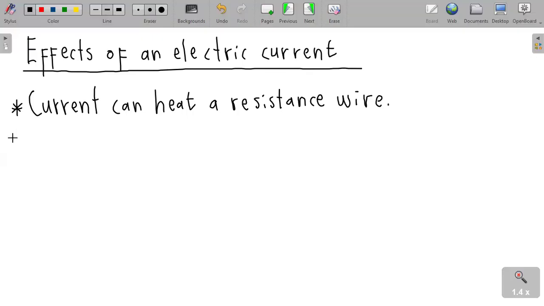And then the second effect, current can cause a magnetic field. So the magnetic field here is around a wire.